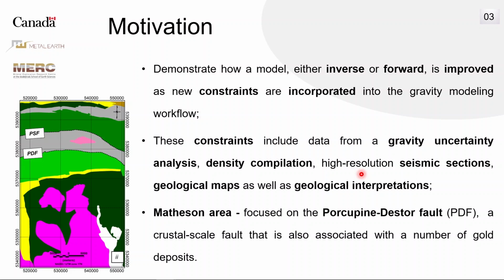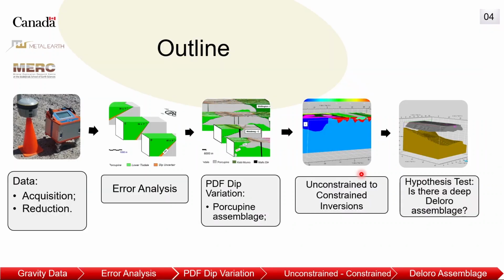And it was done at the Timmins area, which Said talked a little bit about today, and focused on the Porcupine Destor fault, which is a crustal scale fault that's also associated with a number of gold deposits, so this fault is very important economically.